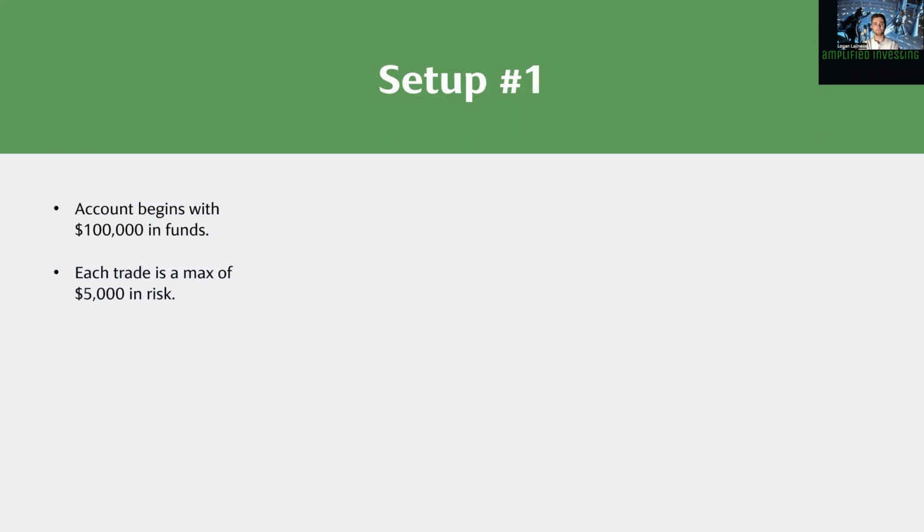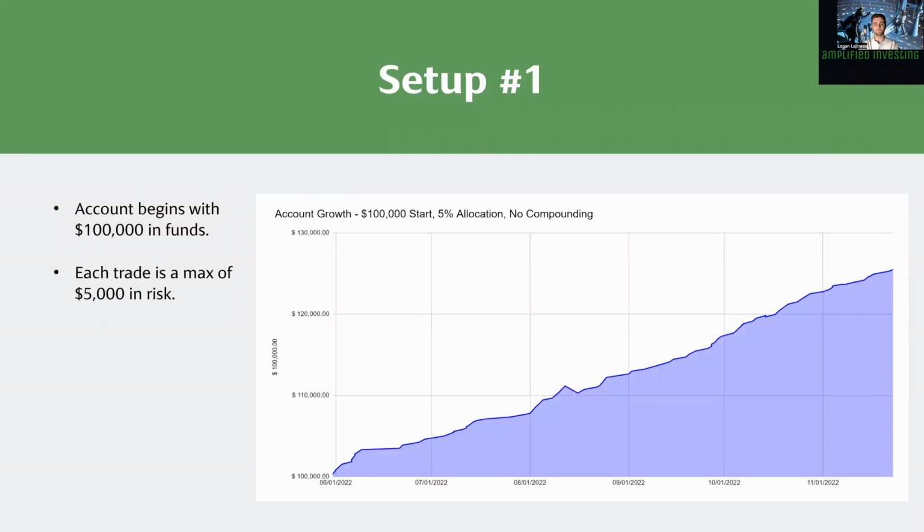So for setup number 1, which is the account that begins with $100,000 in funds, every trade is a max risk of $5,000. So this is our growth chart, right?